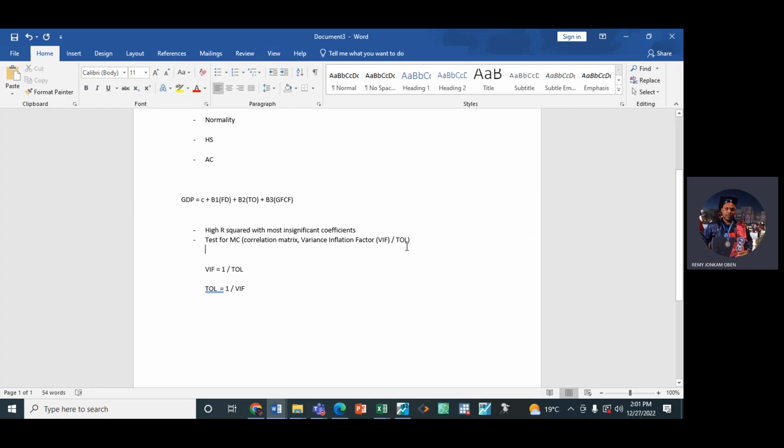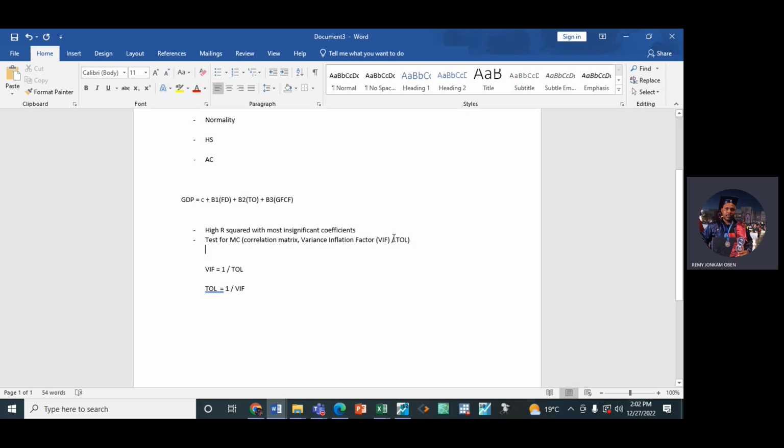With tolerance factor, it is the reverse. We don't want tolerance factors which are very low, close to 0. If it is really low, really close to 0, then there is multicollinearity, because 1 is the reciprocal of the other. So we don't want high variance inflation factors, and we don't want low tolerance factors.